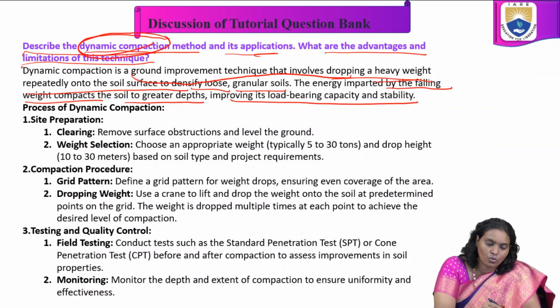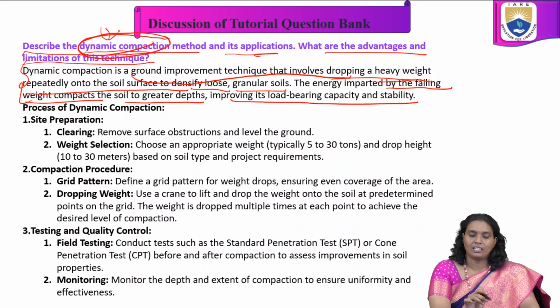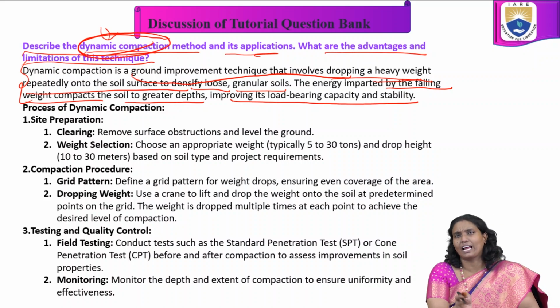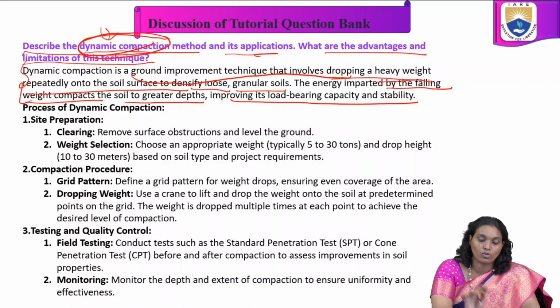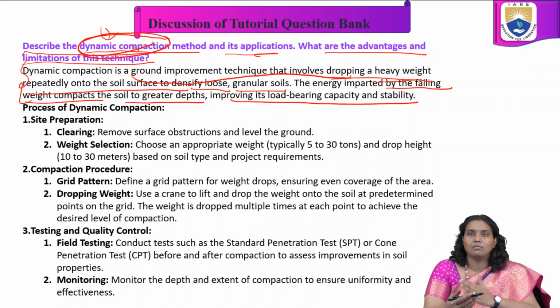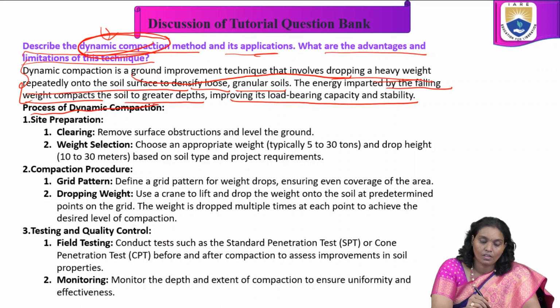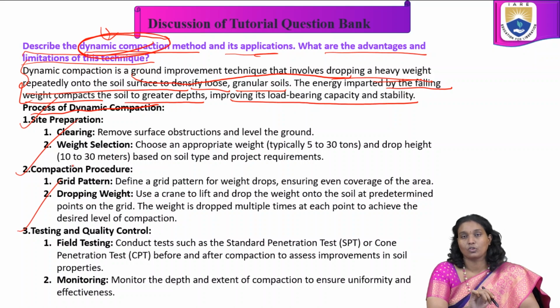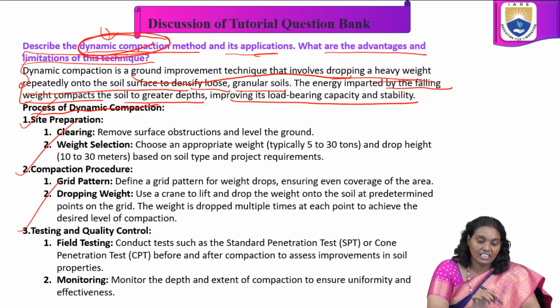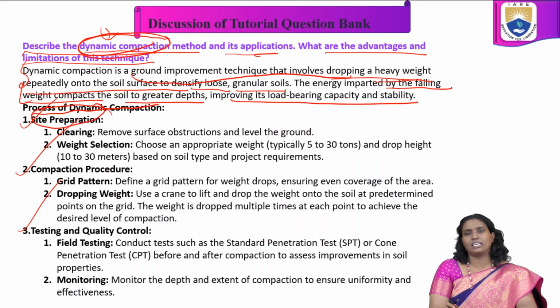So we have to understand dynamic compaction. You have to write two to three sentences regarding that technique, whatever it may be, whether it is static compaction or another kind of technique; first we have to understand. And according to the marks, we have to explain the process also: site preparation, compaction procedure, testing and quality control. In site preparation, we remove the surface obstructions and level the ground.